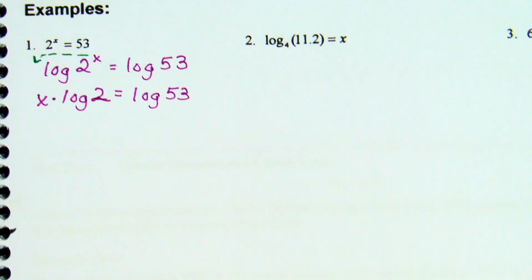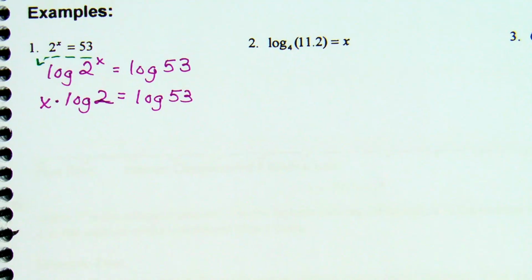The bases are the same, but this is a different type. It's not going to work that way. Yes, my bases are the same, but I have an x out front. Thoughts on how to solve for x here? You said something about divide. Yeah. If it's x times log 2, how do you move the log 2 away?